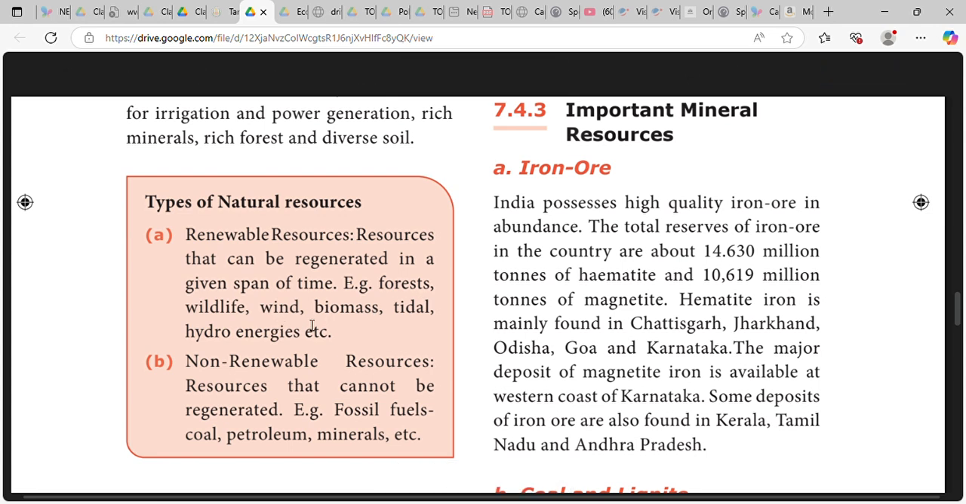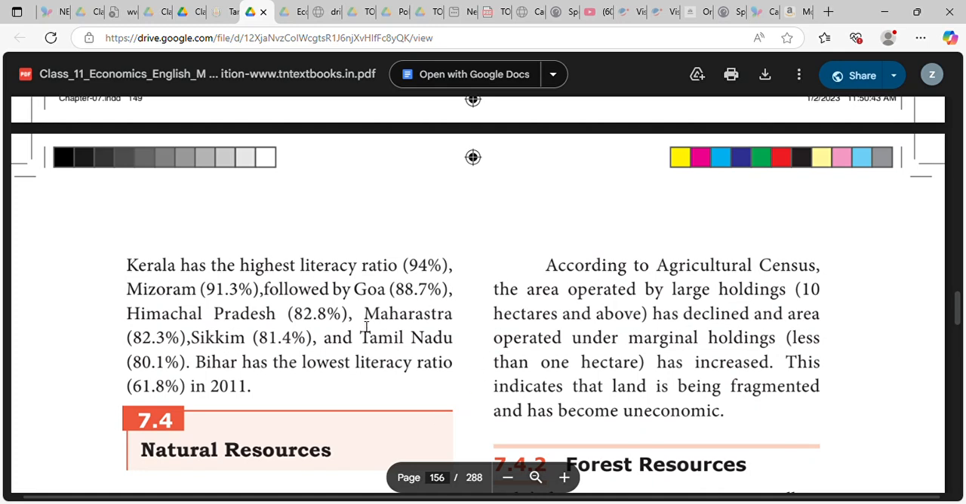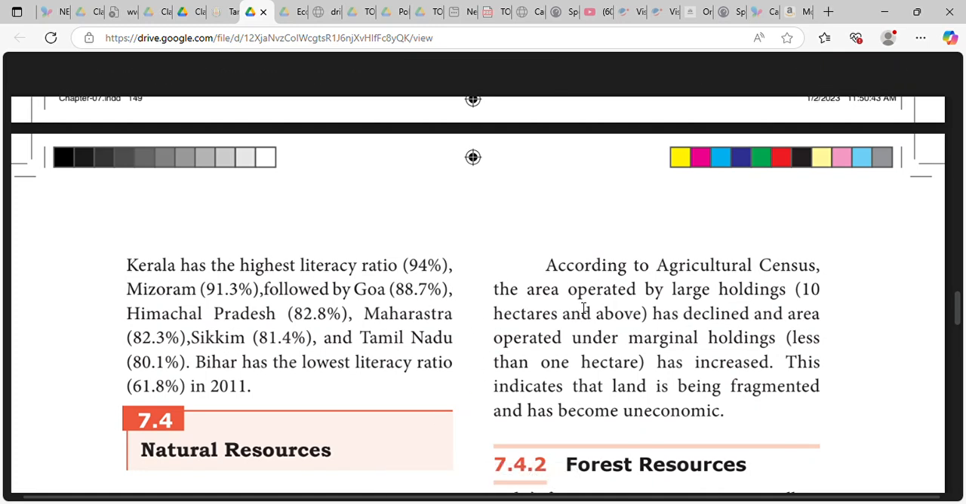Renewable resources are those that can be regenerated in a given span of time, such as forests, wildlife, wind, biomass, tidal and hydro energy. Non-renewable resources are those that cannot be regenerated. Examples are fossil fuels, coal, petroleum, minerals, etc.